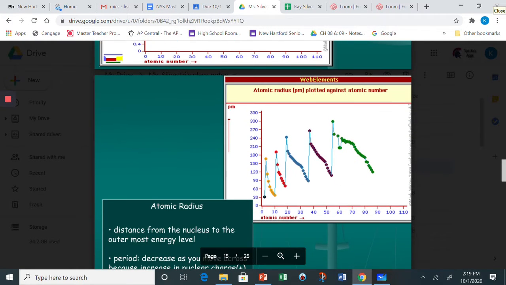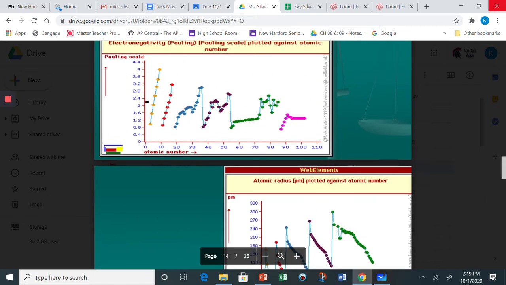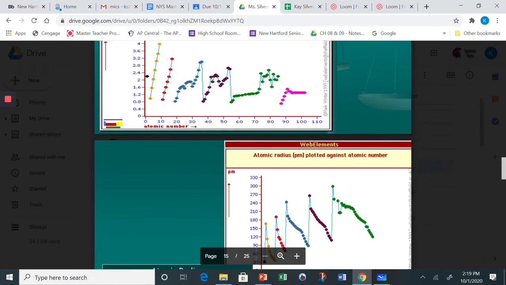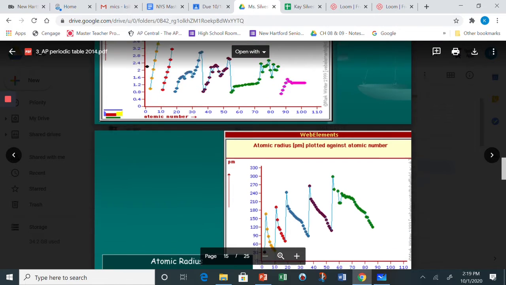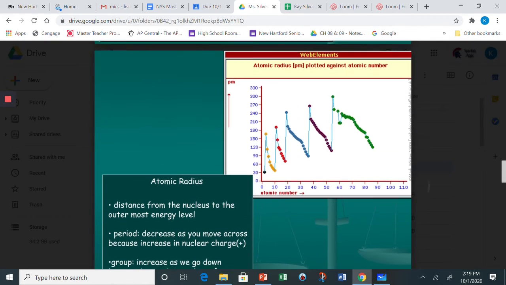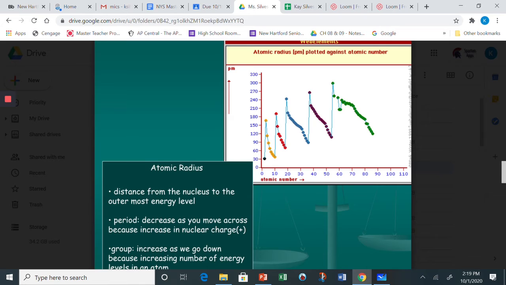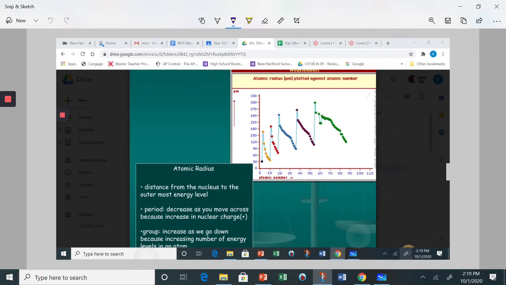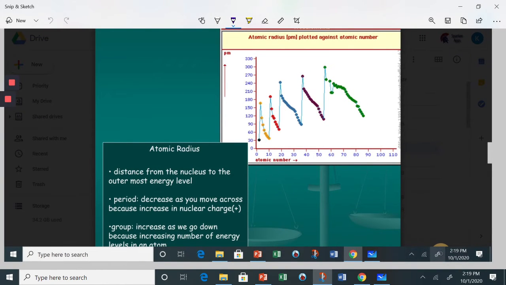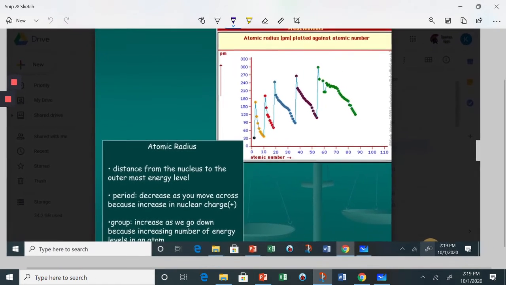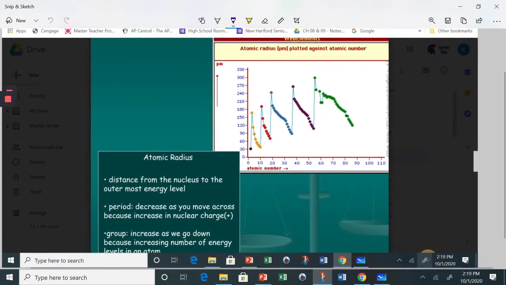Sorry, not down a group, that's atomic radius. But what's shown there is across a row. If you want to look at down a group, you've got to go into your book. Okay, so now let's talk about atomic radius. Oh, I didn't get the very bottom of it, but that's okay, it'll still work.